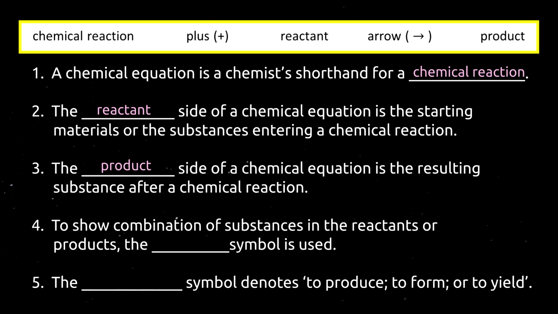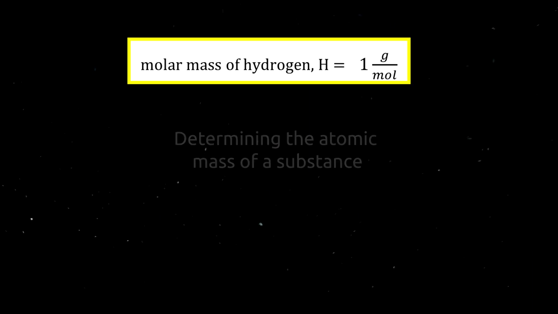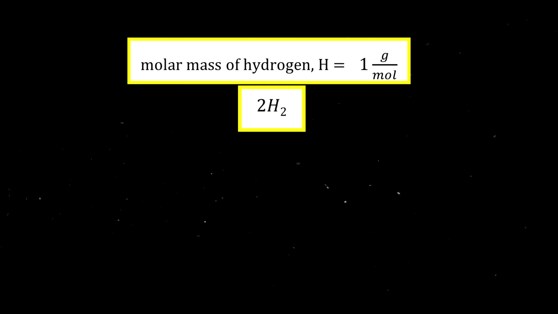Number 4, to show combination of substances in the reactants or products, the plus symbol is used. And for number 5, the arrow symbol denotes to produce, to form, or to yield. Now, how do we determine the atomic mass of a given substance given its molar mass and the symbol or the chemical formula of the substance?